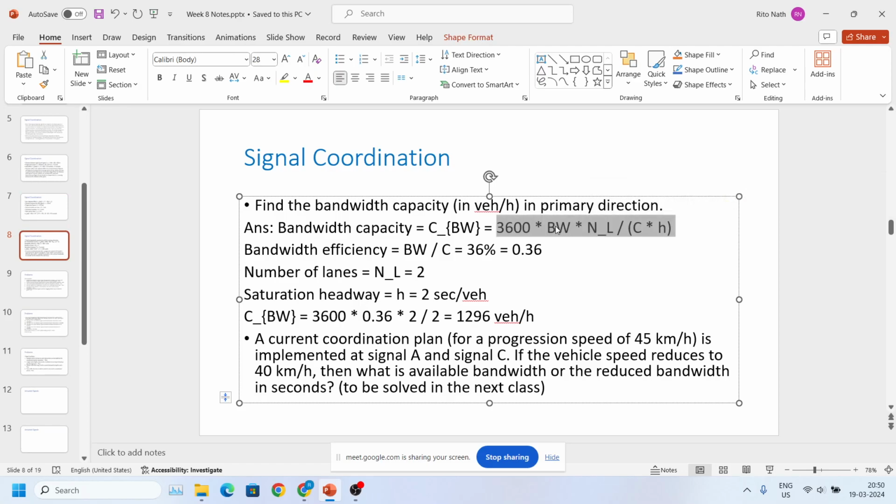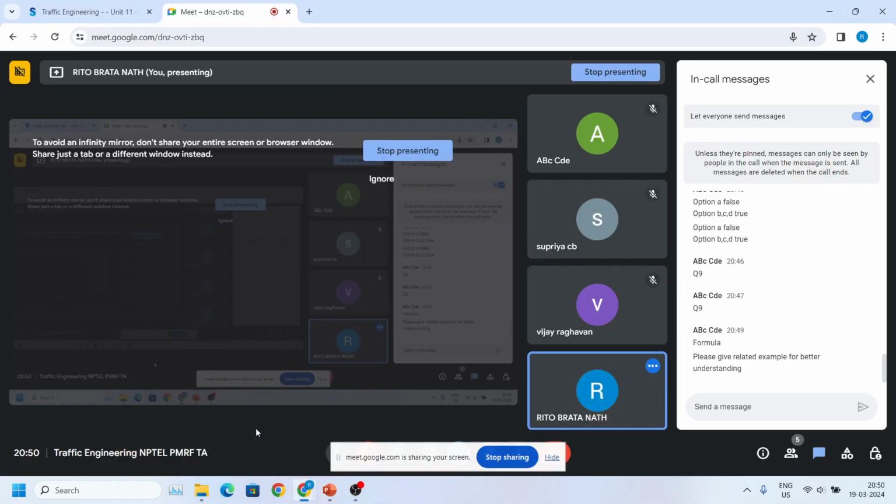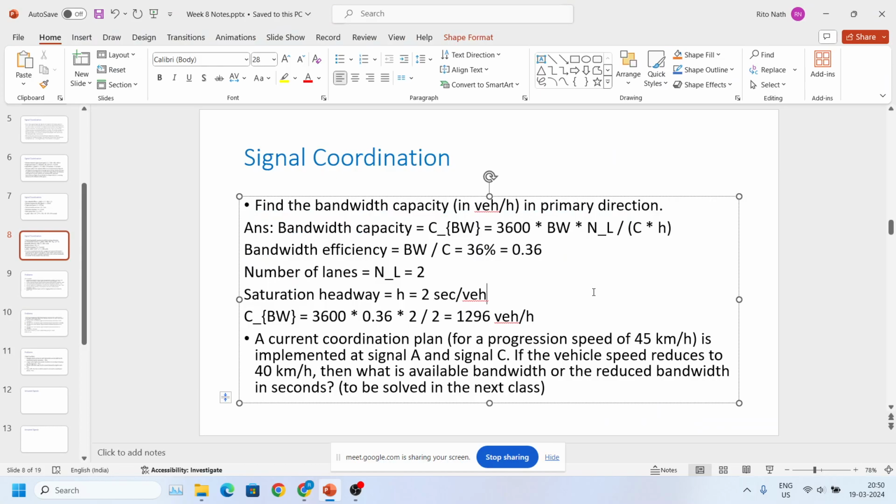BW you calculate from question number 8. NL is given, C is given, H is given. Just plug those in, you get the solution. This much you have to do, right? I cannot just give you the answer.